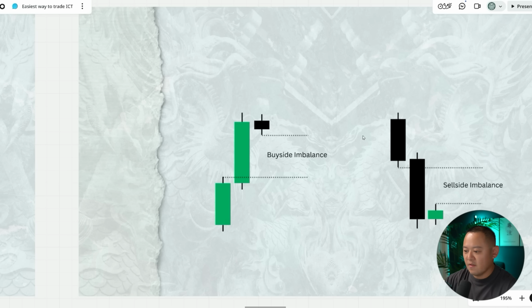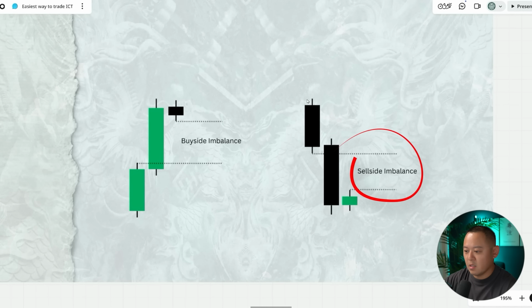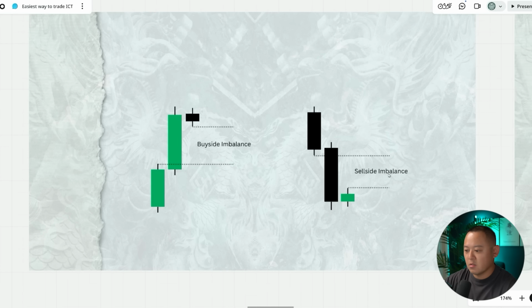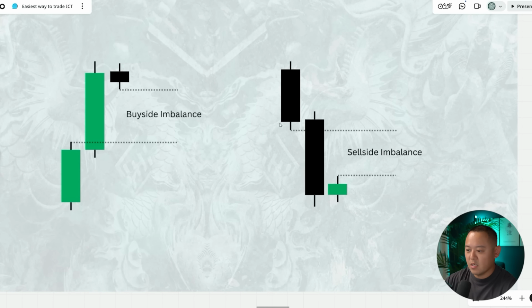And vice versa for sell side imbalances. As the market's trading lower, this shift in price is showing you that there's a sell side imbalance. So sellers are really overcoming anything in the market. They're eating up all the bids that are in here, and it's just completely dumping, and it's creating a gap. So we have a gap from this low to this high.